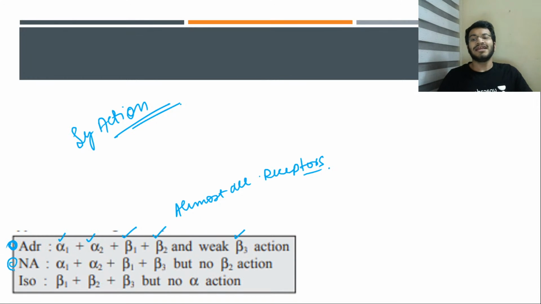Now noradrenaline will be stimulating alpha 1, alpha 2 and beta 1. And if you want to score marks in the university exam, then write beta 3 also, and beta 2 drops out, right? And isoprenaline, like I have told you before, has only beta actions, or it will stimulate only beta receptors. It will stimulate beta 1, beta 2 and beta 3, but no action on alpha. Adrenaline has its stimulation on all of the receptors.